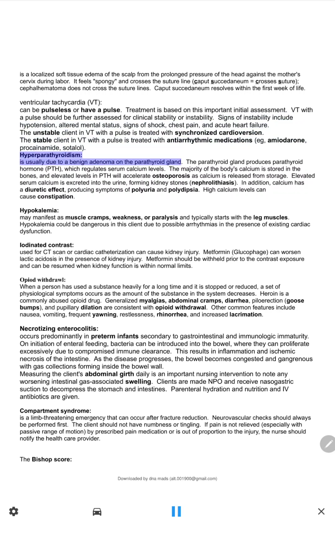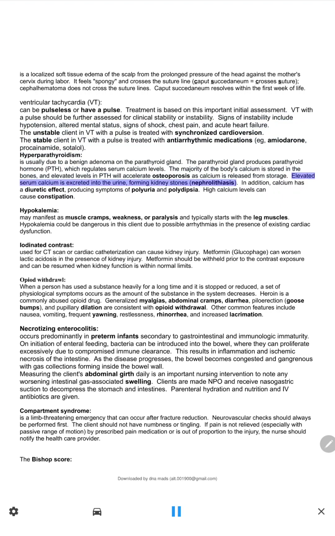Hyperparathyroidism is usually due to a benign adenoma on the parathyroid gland. The parathyroid gland produces parathyroid hormone, PTH, which regulates serum calcium levels. The majority of the body's calcium is stored in the bones, and elevated levels of PTH will accelerate osteoporosis as calcium is released from storage.